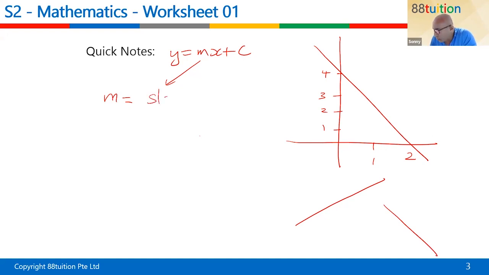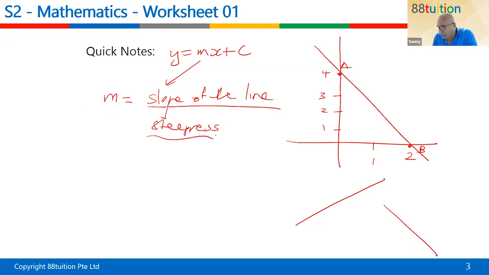Okay, M actually refers to the slope of the line. I'll call this AB, all right? So line AB, this point here, and this point here. So M represents slope of the line. So that's what you need to know. What is slope? Slope is actually steepness of the line. And M simply means gradient. So what's M? M is actually gradient. And what is gradient? Gradient is actually slope of the line or steepness, right? You guys need to take note of this. So that's the first thing you need to know.